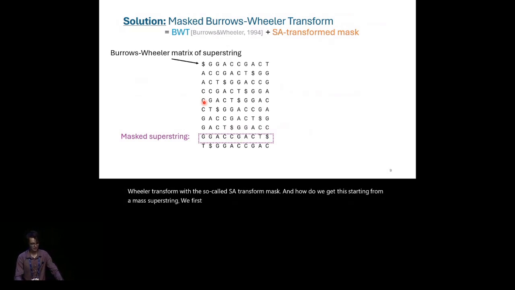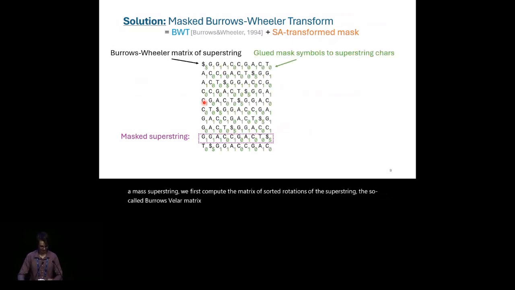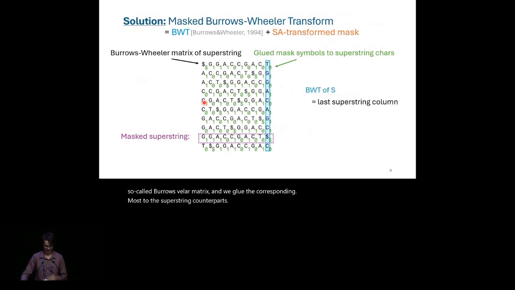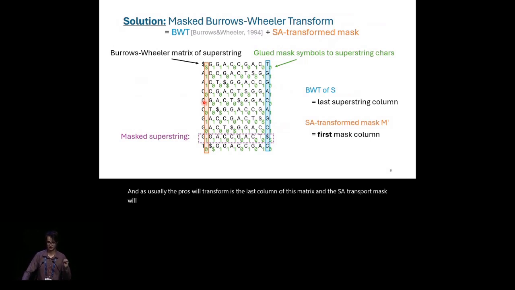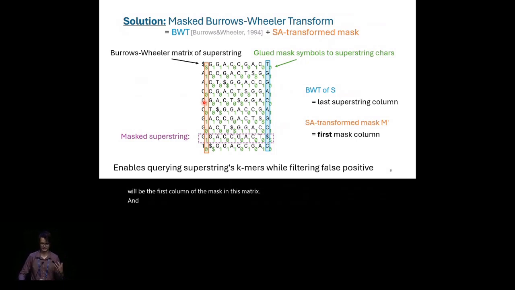And how do we get this? Starting from a masked superstring, we first compute the matrix of sorted rotations of the superstring, the so-called Burrows-Wheeler matrix, and we glue the corresponding mask symbols to the superstring counterparts. And as usual, the Burrows-Wheeler transform is the last column of this matrix, and the SA transformed mask will be the first column of the mask in this matrix. And this will enable us to query the k-mers that are in the superstring while not having false positives.